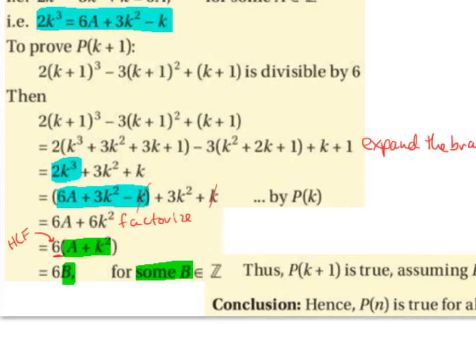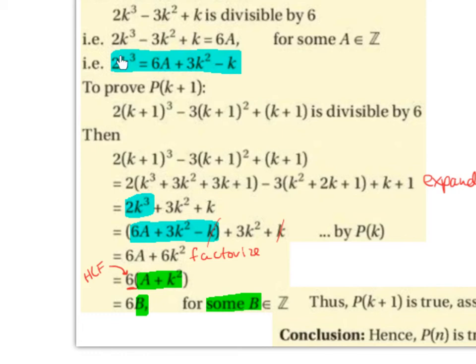And then the constants, so 2 times 1 is 2, minus 3 times 1 is minus 3, and plus 1 gives us 0, so we end up with no constants. So we have 2k cubed plus 3k squared plus k. So I would suggest doing this out separately, maybe as rough work, or doing a few extra steps, because it is easy to go wrong with these questions because there's a lot of working out to do.